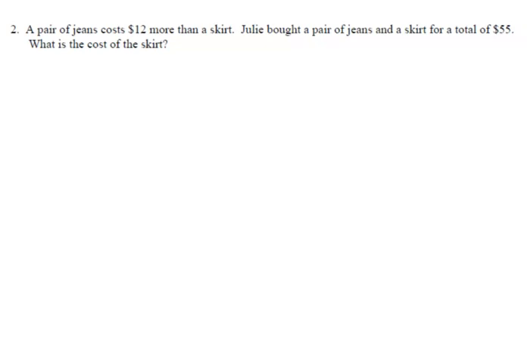Example 2 says a pair of jeans cost $12 more than a skirt. Julie bought a pair of jeans and a skirt for a total of $55. What is the cost of the skirt? So just like yesterday, we want to define a variable. We want to make sure that we know what things are. So if we're talking about what is the cost of the skirt, I'm going to say that X is my cost of skirt.